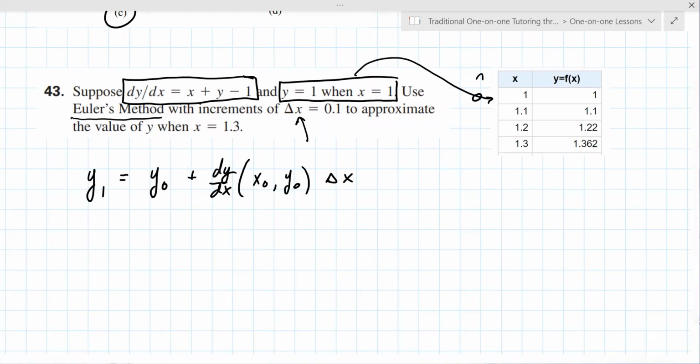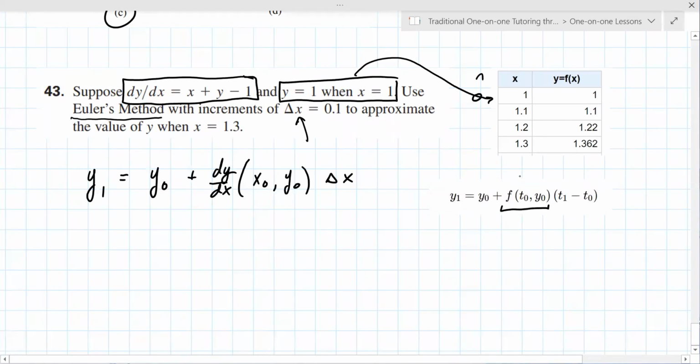You may have seen a slightly different notation on this. Let me pull up another possible way you might have seen it. This may be more confusing than not, but the y0, hopefully that's the same. When they say f, they're referring to the differential equation, that's dy dx, and then t1 minus t0. Think of it as like 1.1 minus 1. So this tends to always be delta x.